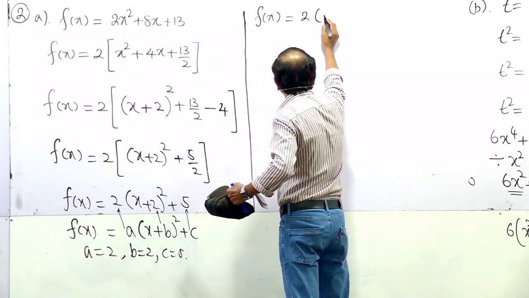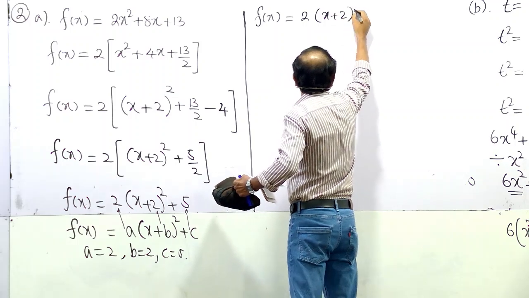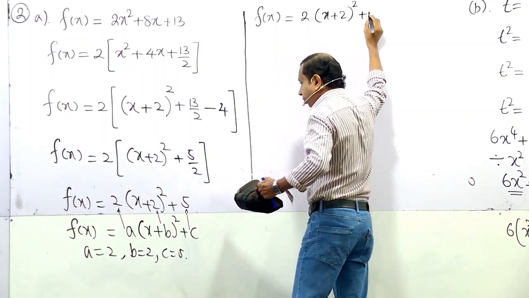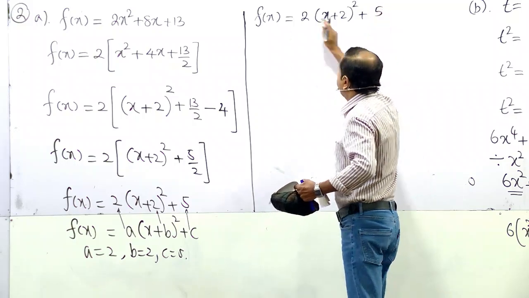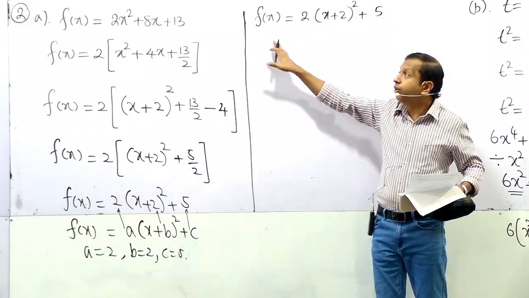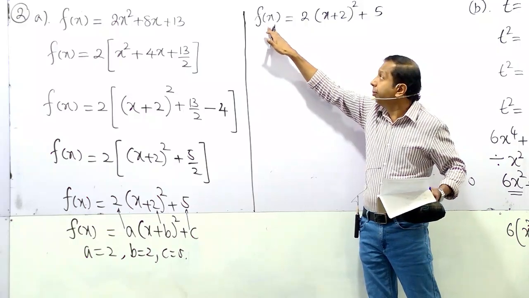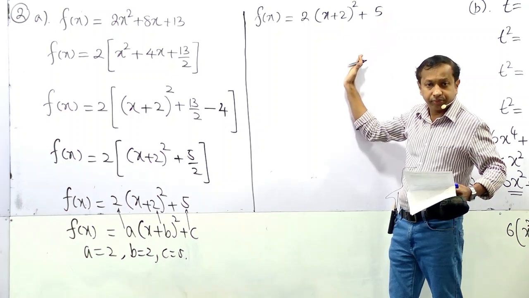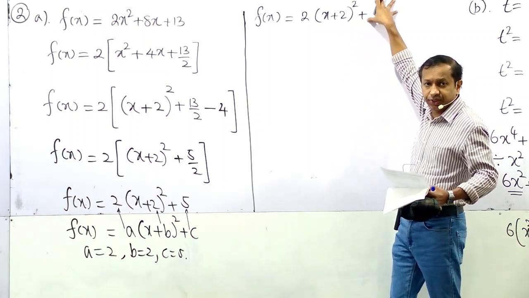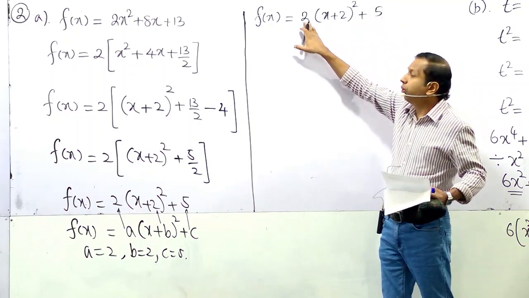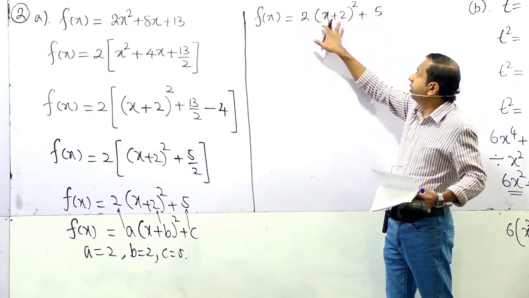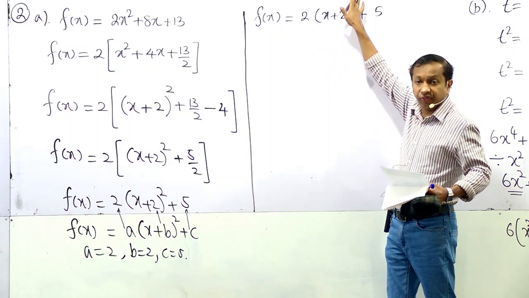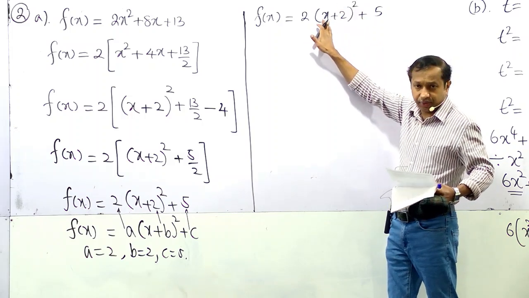2 times x plus 2 perfect squared plus 5. Right, you know, for this f(x) to be minimum, the right hand side should be minimum. But this is a constant, nobody can change it. This also nobody can change. But here we have a variable, (x plus 2) perfect square. This x we can change.